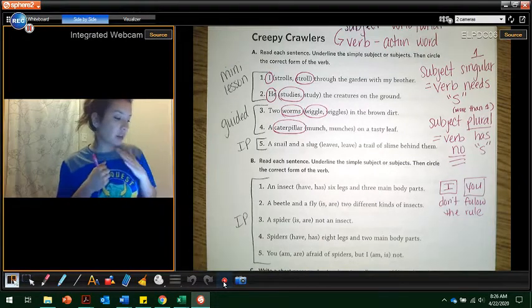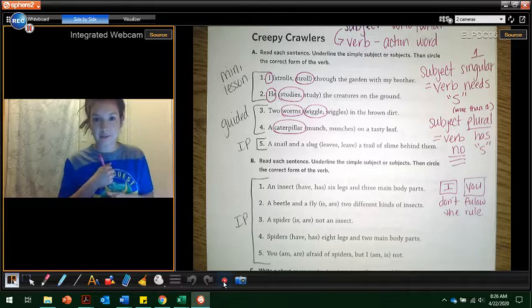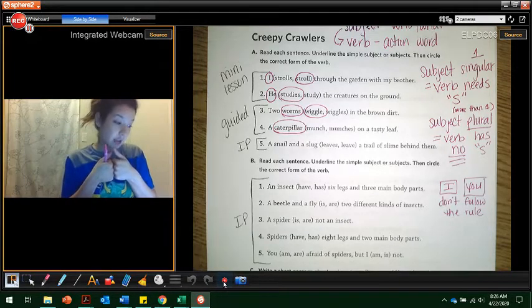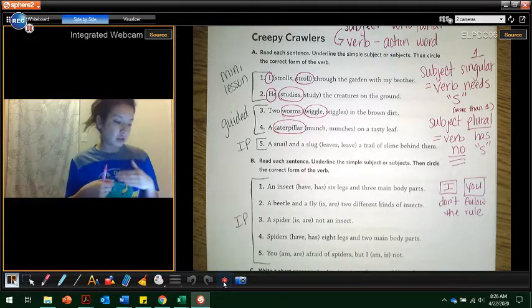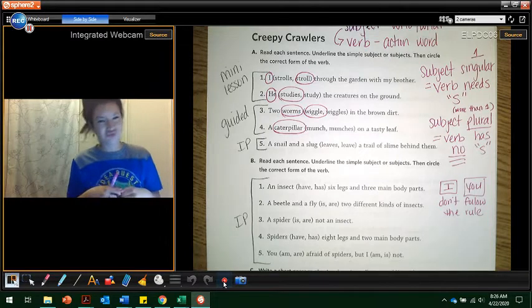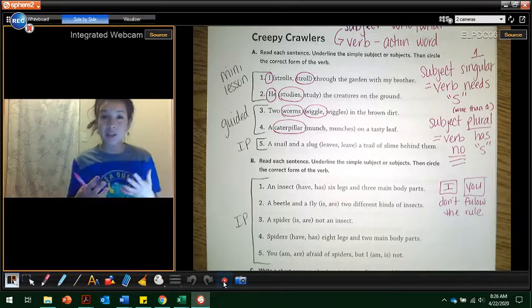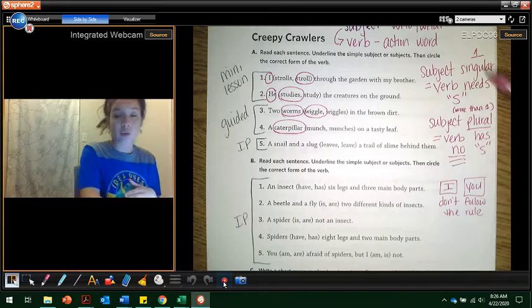A caterpillar munches on a tasty leaf. Do my subject and verb agree? I think so. Let's read the non-example. A caterpillar munch on a tasty leaf. It doesn't sound as good, and the reason it doesn't is because it's not following the rule.